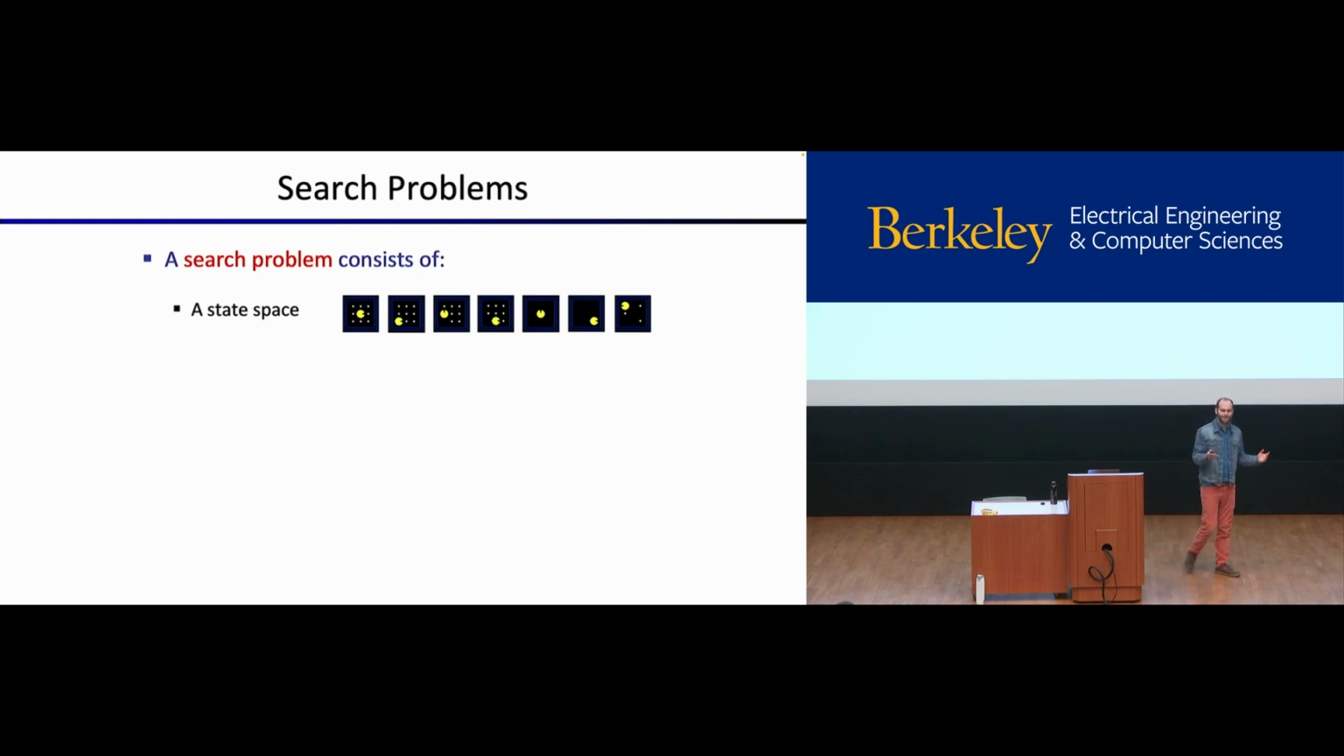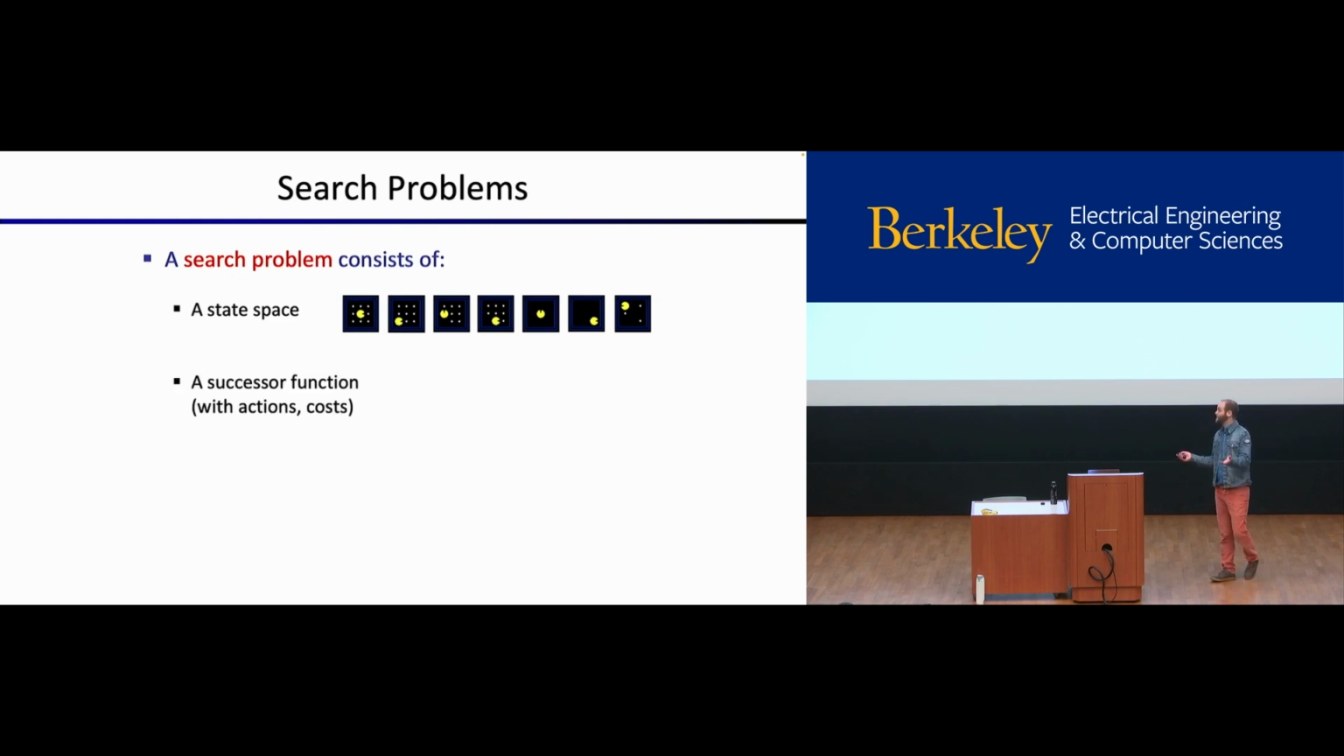A search problem consists of a set of states that the world can be in. So here's our Pac-Man example, and this is obviously not exhaustive, but here are a bunch of possible ways that the world could look. You could imagine if a reflex agent were going to try and write down what they were going to do in every one of these, this would quickly become very unwieldy.